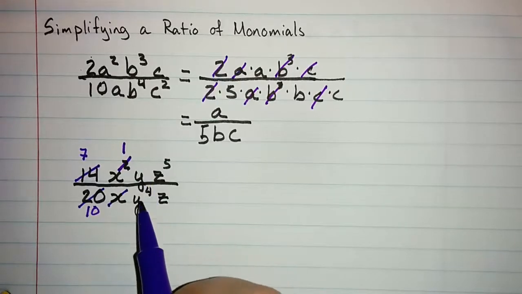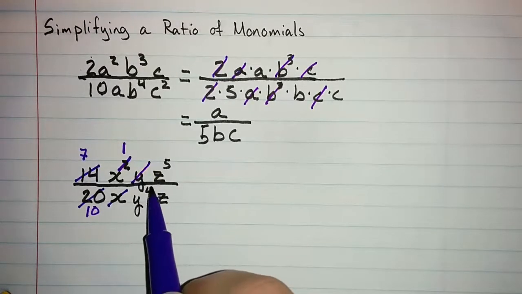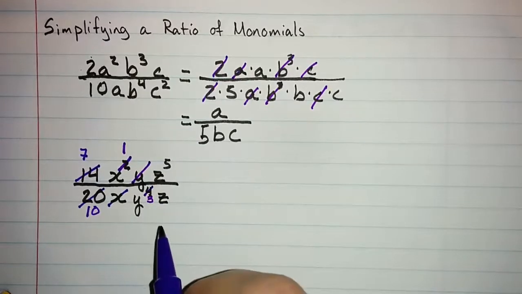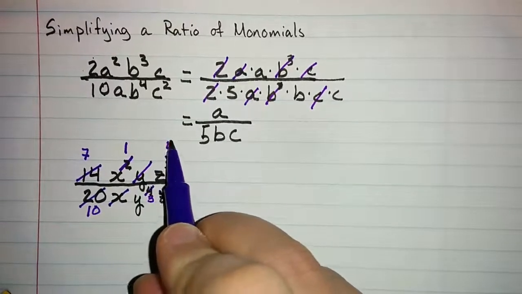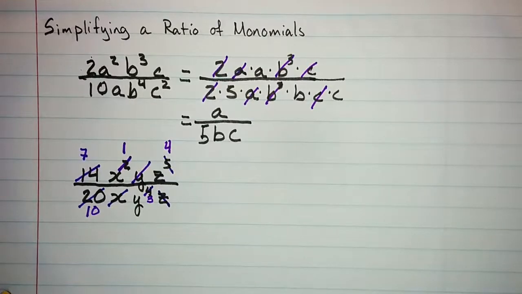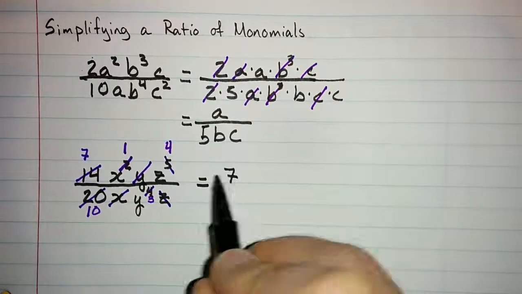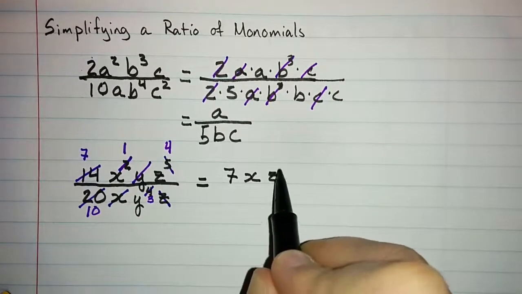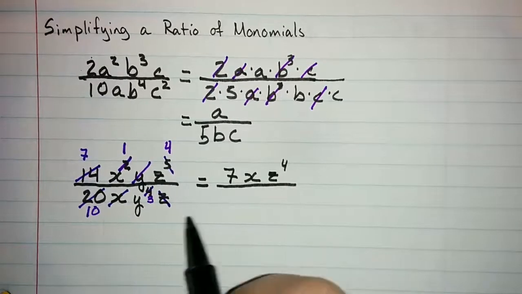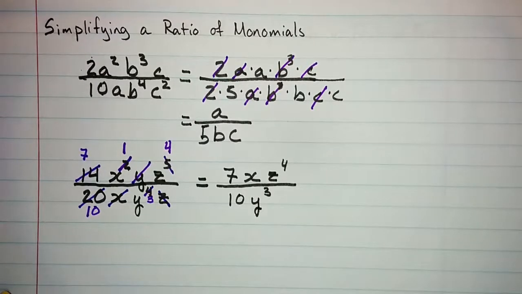I can cancel one y in the numerator with one of the y's in the denominator. That gets rid of my one y in the numerator and leaves me 3 y's in the denominator. I can cancel my z. That'll leave me one less z in the numerator. What rational expression does that leave me with? Let's see, I have a 7 left, an x to the first, which I'll just write as x, a z to the fourth in the numerator, and in the denominator 10y cubed. And again, I see I have no common factors any longer.